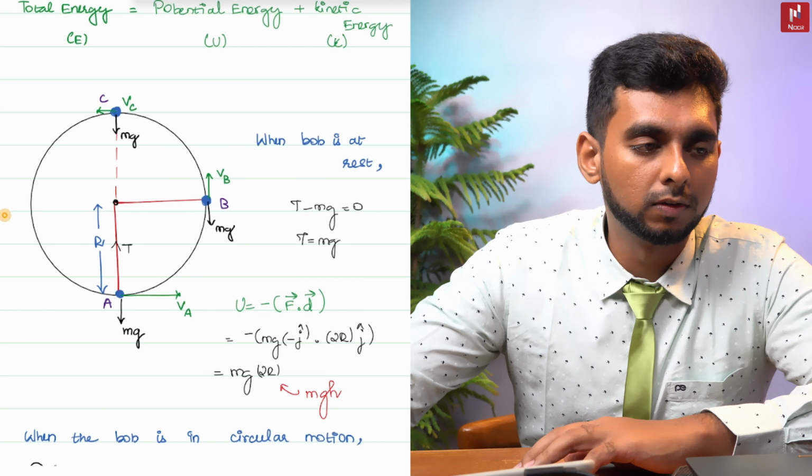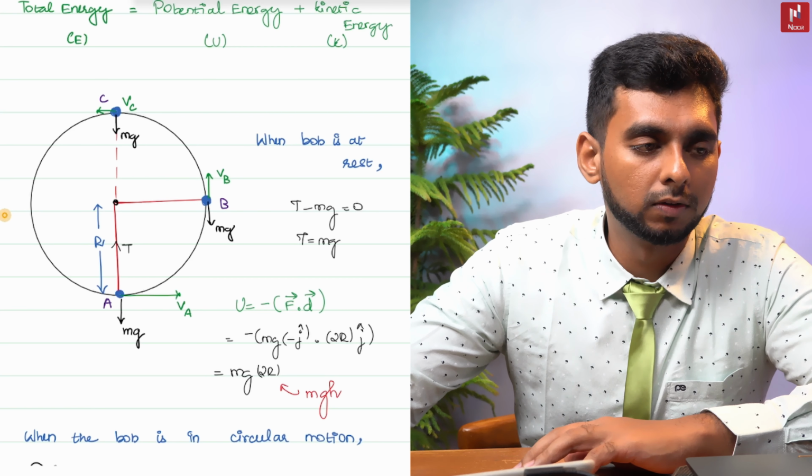Fine. Anyway, we have found out the minimum velocity with which it should reach the topmost point. From this, I'll be able to get the total energy. To get the total energy, I've got here the velocity at the point C, right? So the kinetic energy will be equal to half m Vc square. What will be the potential energy at this point? The potential energy at this point will be mg2r, right?